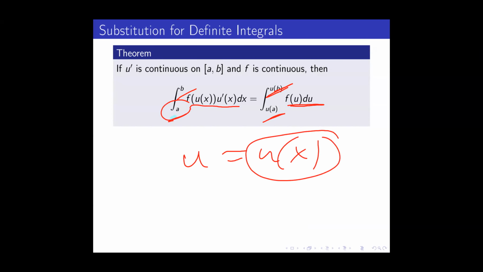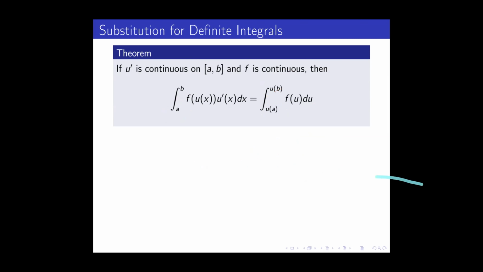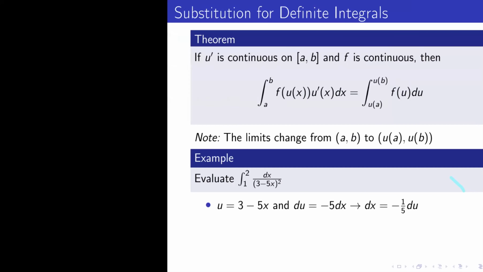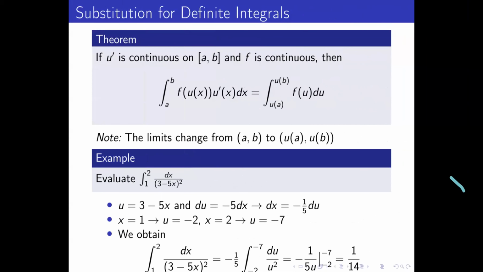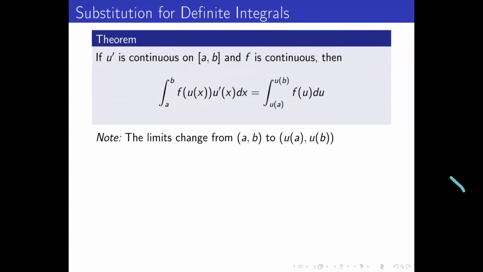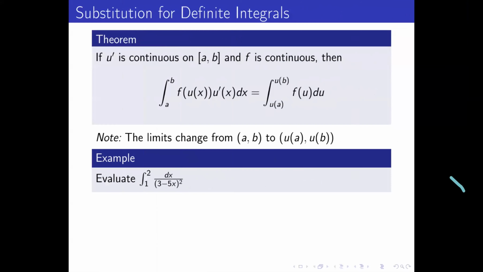When x is equal to a, then u is equal to u at a. And similarly, when x is b, u is equal to u at b. So you have to replace this limit accordingly. And the proof of this is still as simple as the one before. I don't think we have a proof here. Okay, so let's just work on this example, for example. So try to compute this.